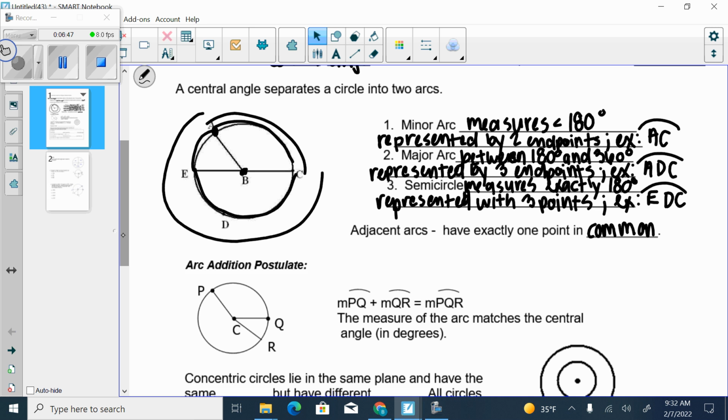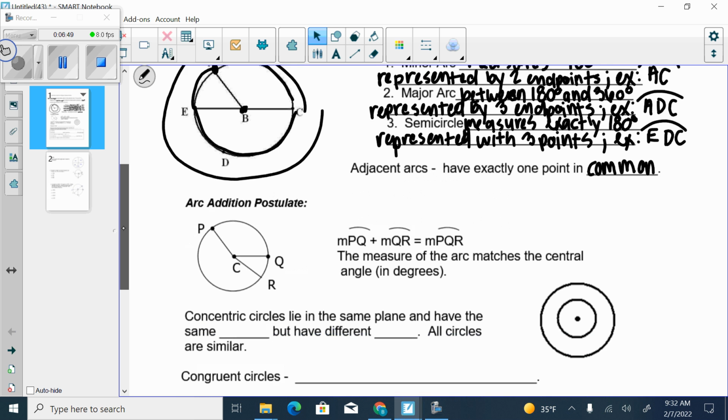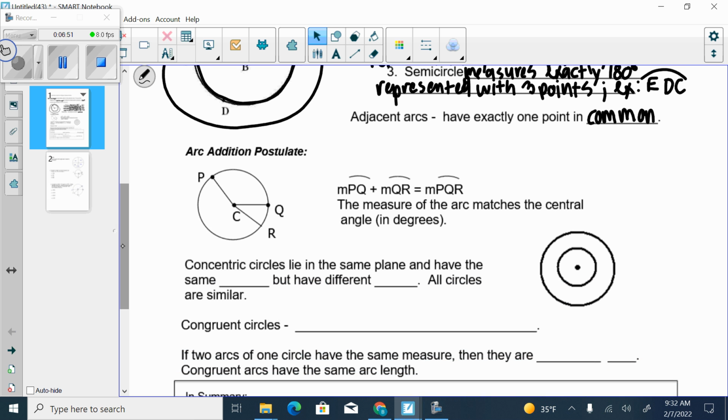Then we have the arc addition postulate. What this says is that if you have the measure of the arc PQ right here, and you add the measure of the arc QR, it's going to give you the measure of the entire arc PQR. And this measure will always be in degrees if we're referring to what the central angle is measured.